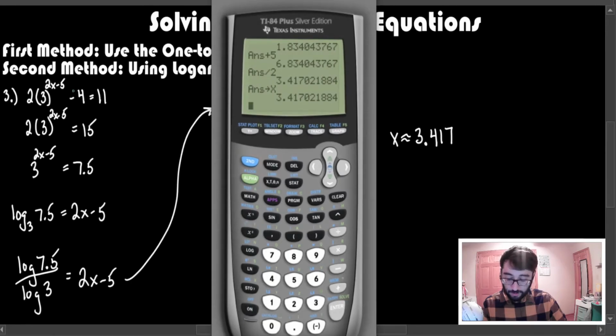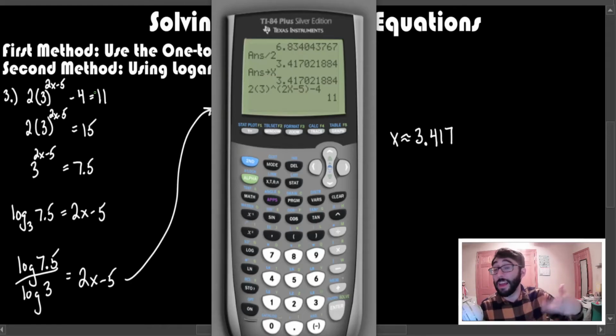I can literally just type in the left side of the equation and see if it makes it equal to the right side of the equation. So that's what I'm going to do. 2 times 3 to the 2x minus 5. And I know I'm typing in x here because I stored it as that actual number. And then minus 4. And that got me 11. And look, the right side is 11. That means it works. So you can always do this and double check your answer.